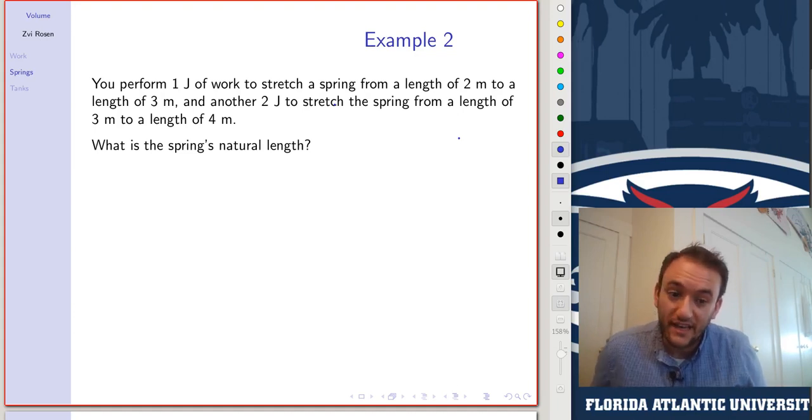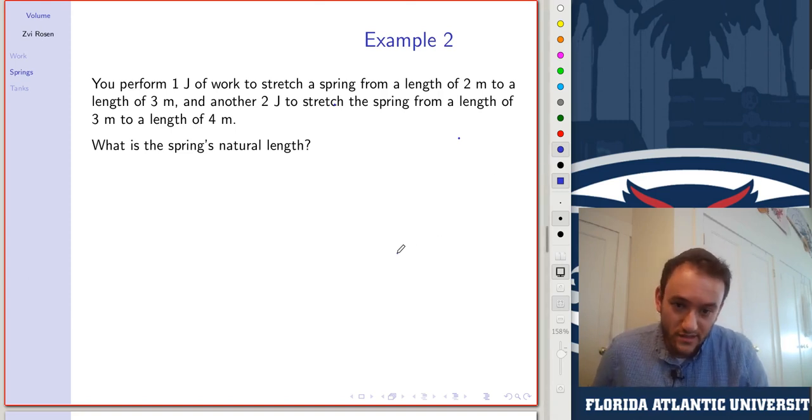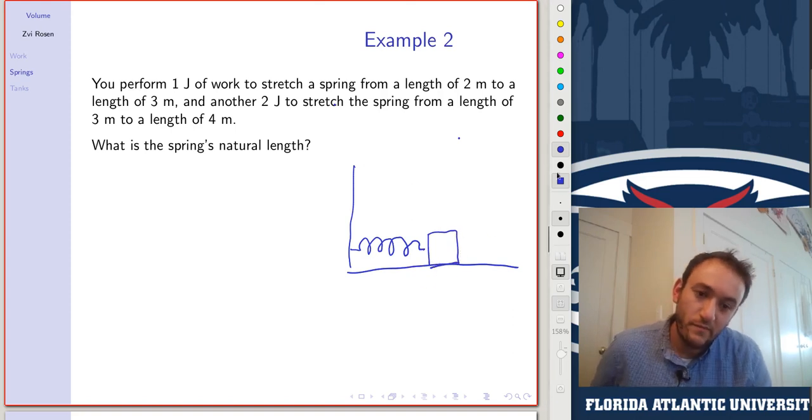A second example we'll look at is here. You perform 1 joule of work to stretch a spring from a length of 2 meters to a length of 3 meters, and another 2 joules to stretch the spring from a length of 3 meters to a length of 4 meters. What is the spring's natural length? So let's draw the situation we're dealing with. Let's say we have our spring, and here's the mass.